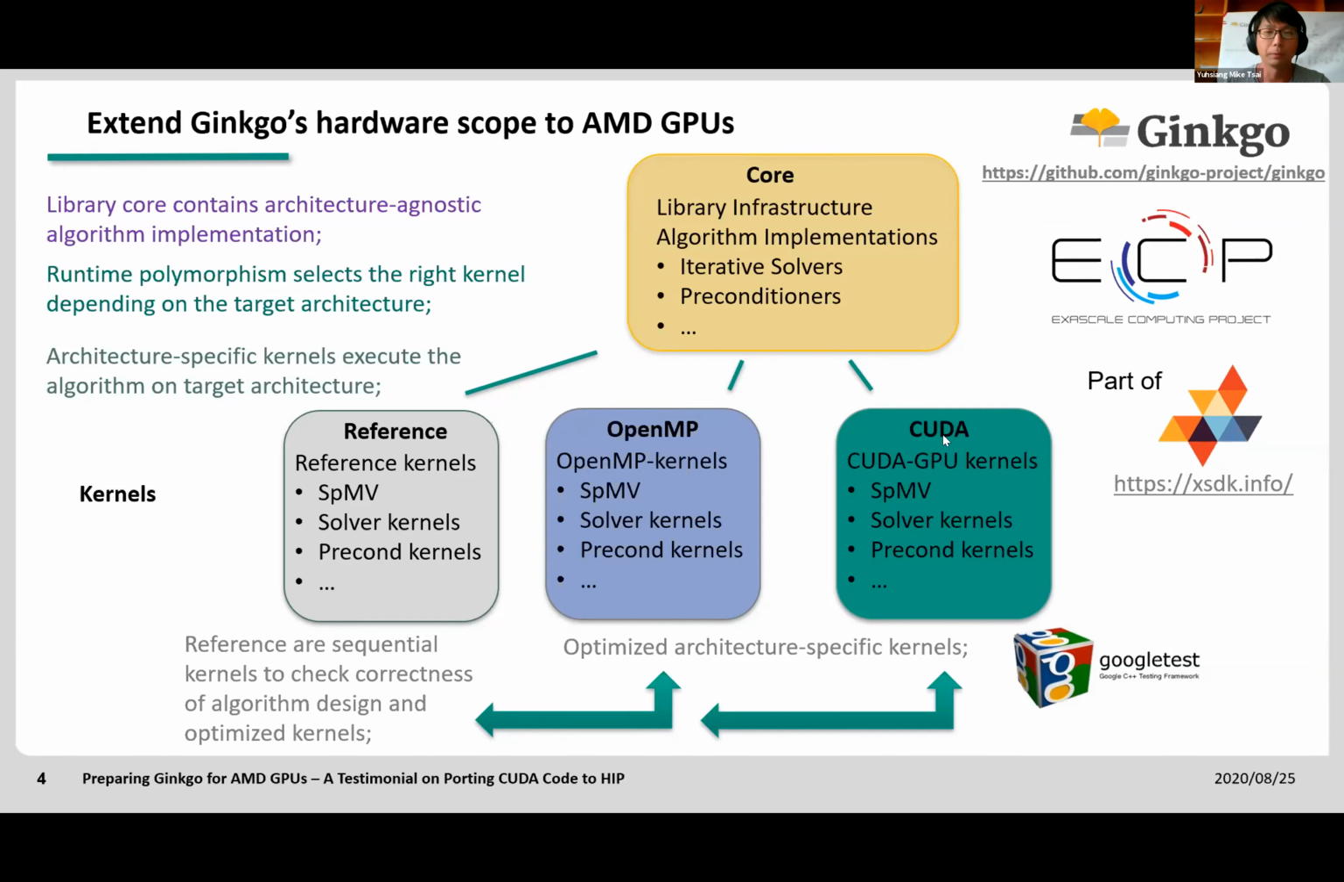Because we also want to check the implementation is correct, we compare the results from CUDA and OpenMP with the reference to make sure each kernel performs correctly. When we call the code, we use runtime polymorphism: you give an executor, either reference, OpenMP, or CUDA, and the runtime will choose the correct kernel to run.